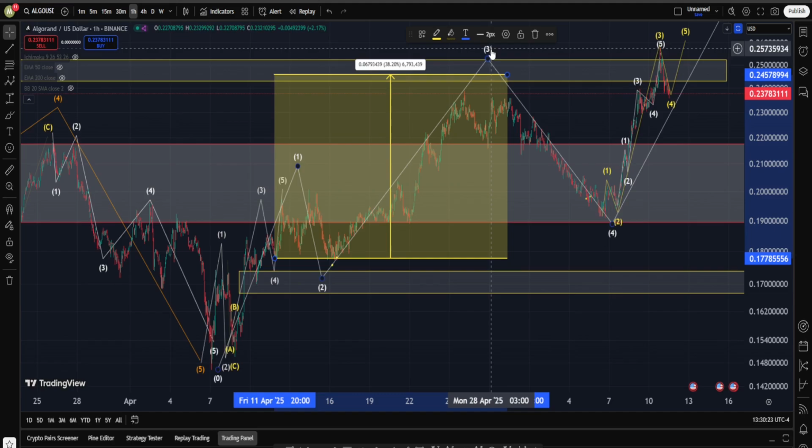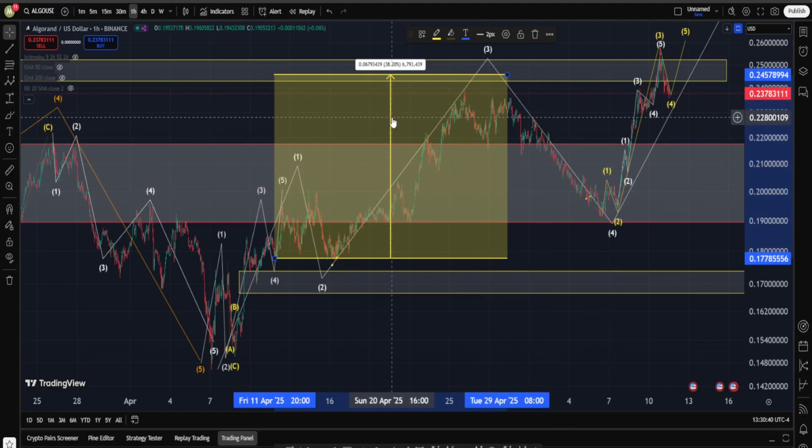What about a wedge structure? Well, you can't really consider that either, because in a wedge, wave 2 is going to be bigger than wave 4, and I do not believe that I need to show it to you guys. Wave 4 in here is clearly bigger than wave 2, so even that is not allowed.